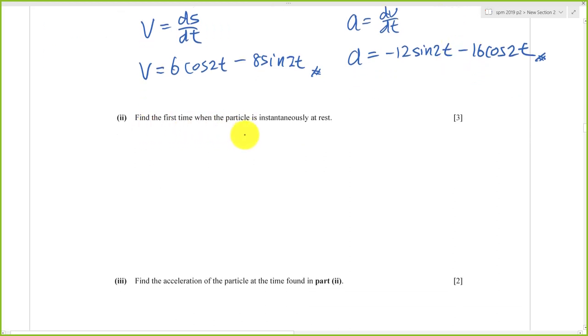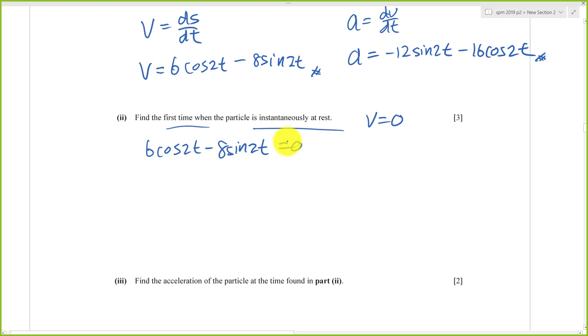And then find the first time when the particle is instantaneously at rest. So over here they ask you to find the time. You need to find the T value when the particle rests. Rest means what? You learn about physics, right? Actually, no need physics. Rest basically means the velocity is zero, right? The particle stopped there. You don't have any velocity. So V equals zero, you have the V equation, right? So yeah, 6 cos 2t minus 8 sine 2t equals zero because the particle rests.